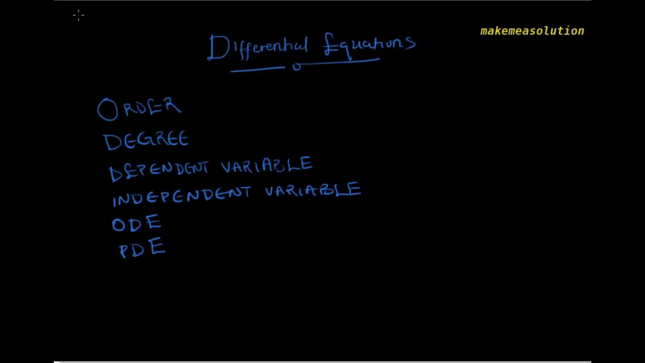Hello and welcome back. I believe in the last video I introduced us to differential equations. So today we are going to be learning about the order of differential equations, degree, how to identify the dependent variable in a differential equation, how to know the independent variable, and how to check if a differential equation is either an ordinary differential equation or a partial differential equation. So we're going to take some examples and discuss them right now.